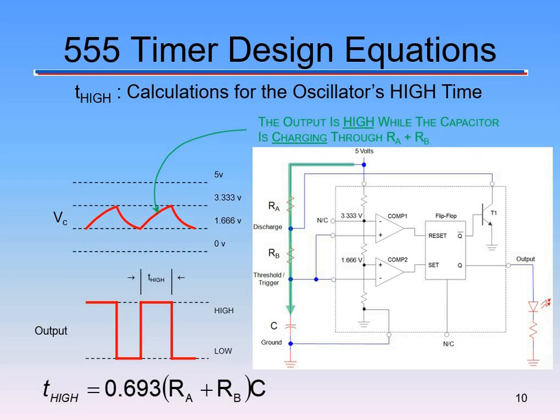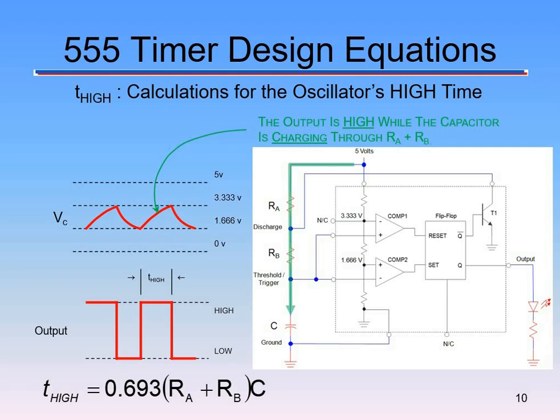Let's talk about time high. That's where we want to calculate when we're oscillating high. The output is high, meaning we're outputting, for right now, a 1 or 5 volts, or something that's true. I want you to start thinking about those sort of things, because when we get into our logic gates soon, that'll make a big difference. So the output is high, and the capacitor is charging through RA plus RB.